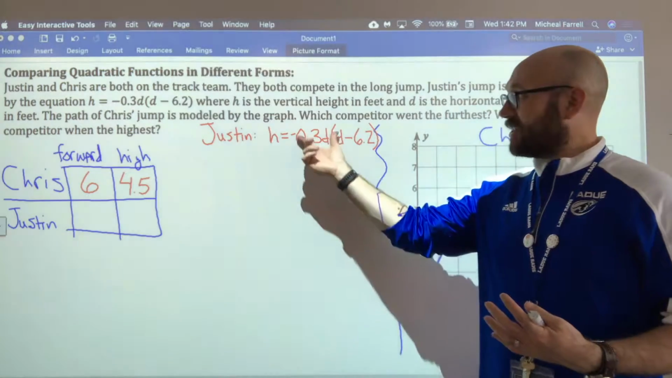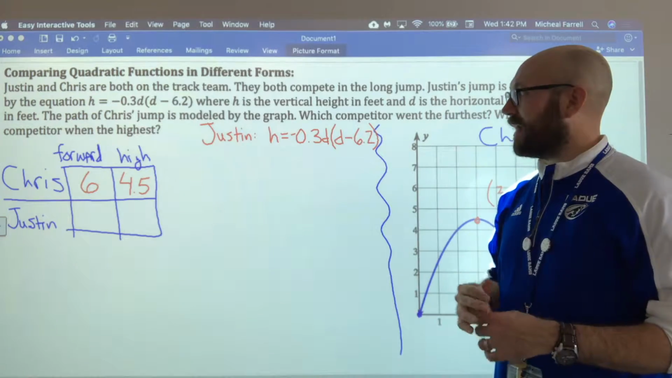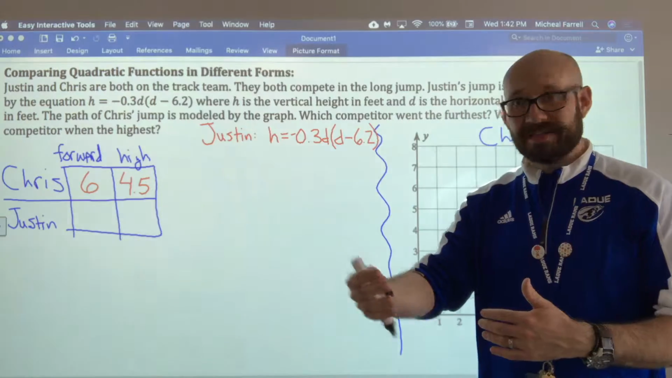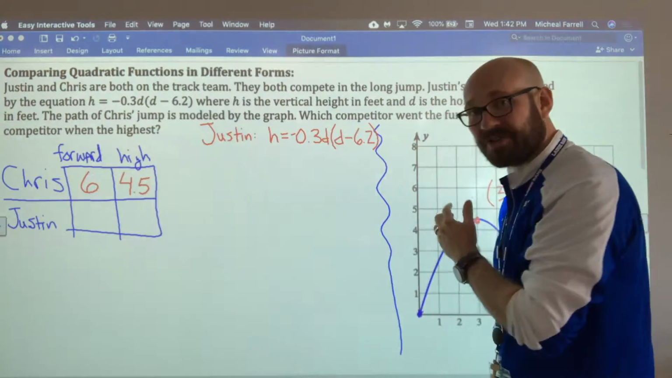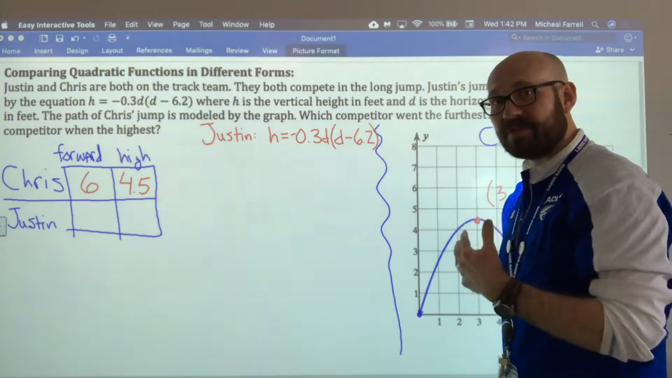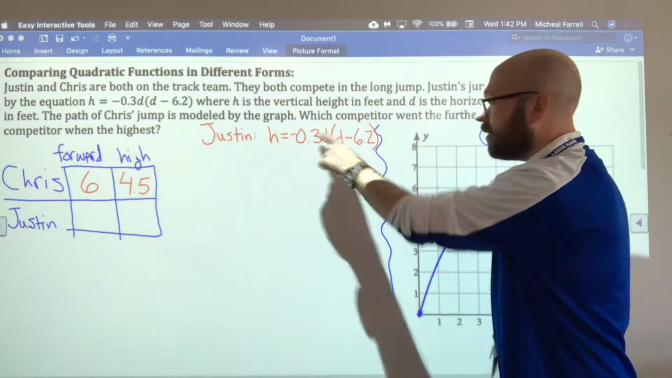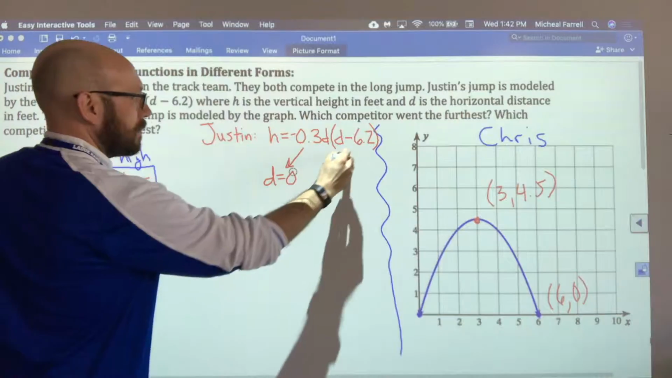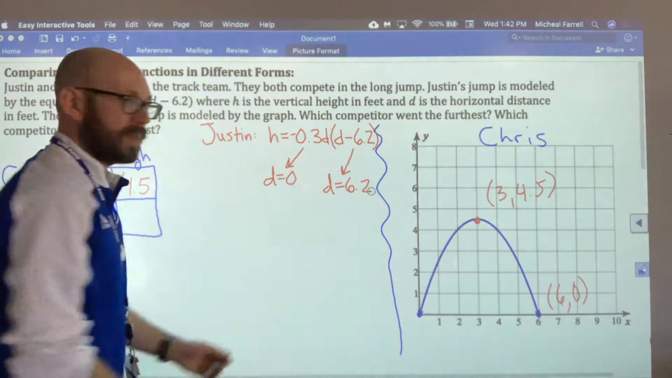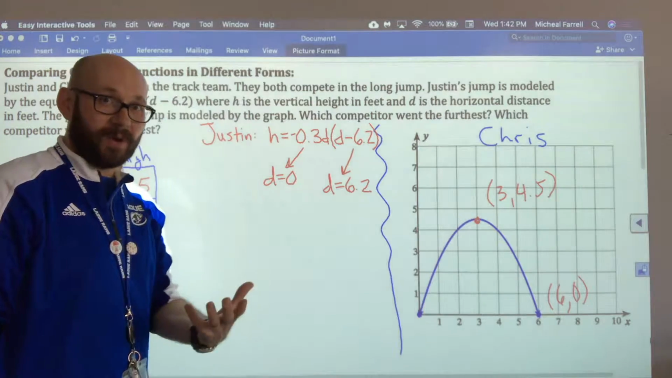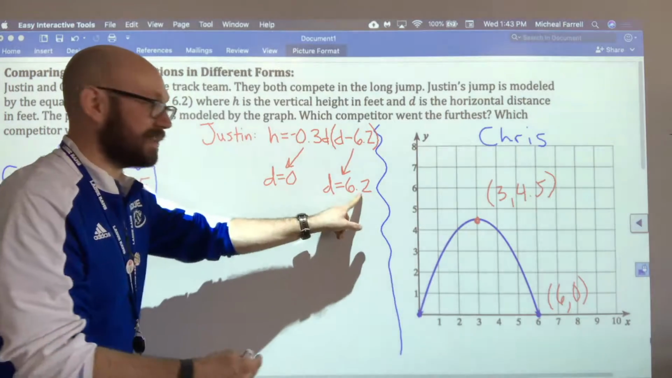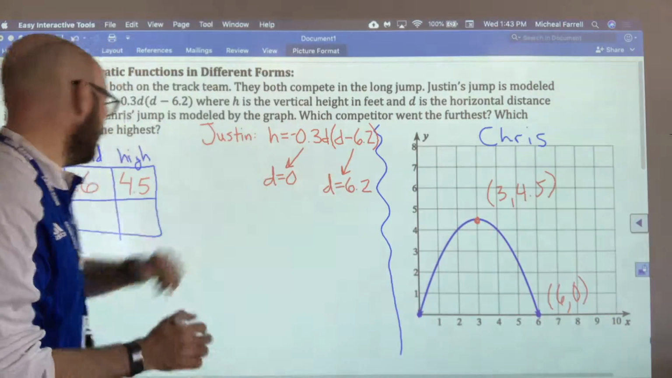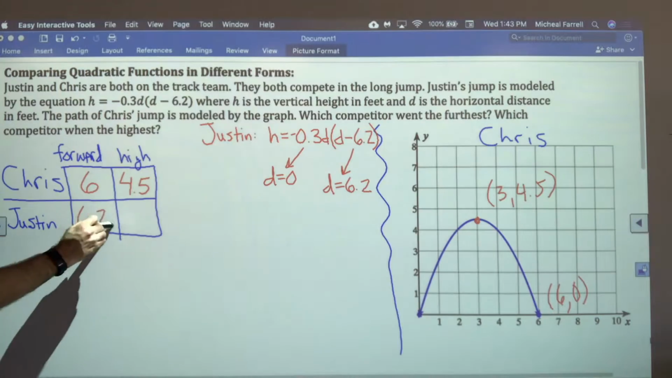So the next thing we're going to do is evaluate Justin's path. The first thing we want to figure out is how far forward Justin went. So we need to find the intercepts. We know that since Justin's equation is factored out, we can see the intercept form. So all we have to do is figure out what makes this first factor 0, what makes the second factor 0. I know these values make each of these 0 because I know something about the intercept form of a quadratic equation. I know that 0 is where he started, and then he went forward 6.2 feet. That's how far forward he went. So Justin gets a 6.2 for his forward movement.